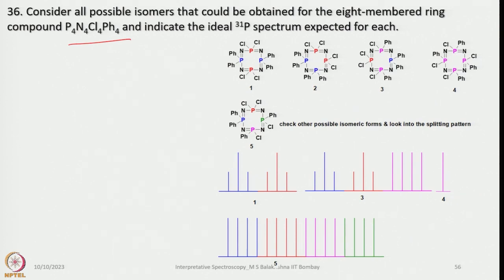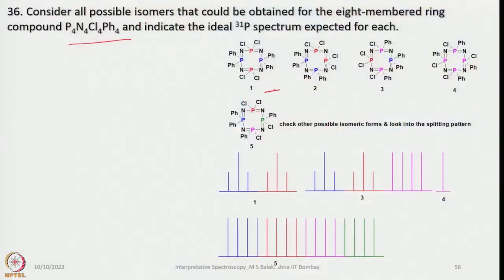I think only 5 isomers are possible here, by using different arrangements of 4 chlorine atoms and 4 phenyl groups, and the first one is here like this. If you look into it, the equivalent phosphorus atoms have been given the same color. So 2 blue are there in the first one, and then 2 red. They are chemically and magnetically equivalent. The second one is also the same thing, but their positions are a little different. They are close to each other and opposite to each other and one bond apart. Whereas here these 2 red phosphorus are identical, and these 2 phosphorus are identical.